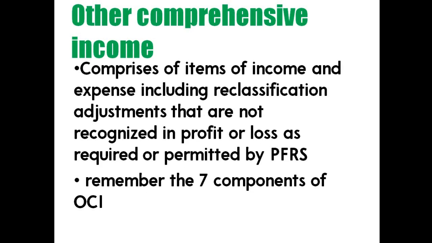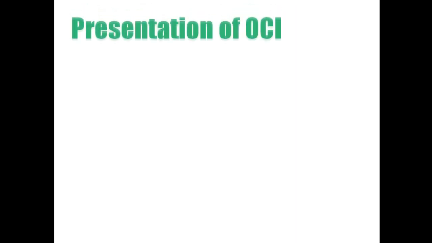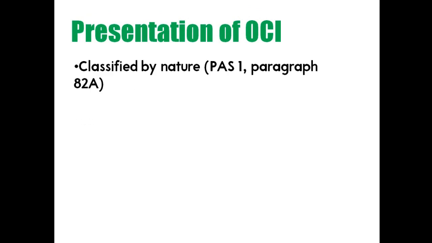Other comprehensive income comprises items of income and expenses na medyo special. Okay, alam naman natin to beforehand when we were discussing OCI that the line items of OCI ay hindi lahat ng companies meron. And they are very special, the 7 items. Okay, so yun nga, remember the 7 components of OCI. In the PDF file, if you don't have the book or if you have the book, okay, nandun yung 7 items. Okay, now we go to presentation of OCI.